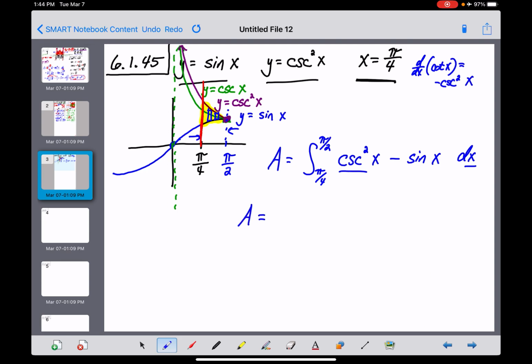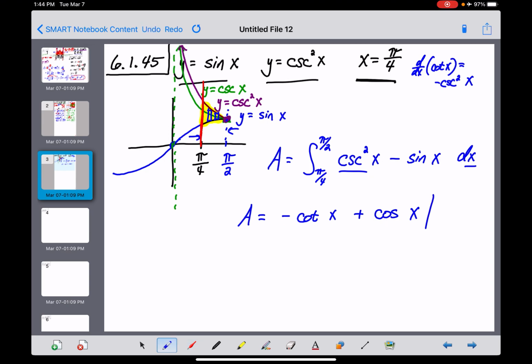So area equals antiderivative of cosecant squared is going to be the opposite of the cotangent of x. And then minus antiderivative of sine would be negative cosine of x. So that's going to become a plus cosine of x, and that should be our antiderivative. Let me think about that real quick. The derivative of cotangent is negative cosecant squared, so negative cotangent's derivative is positive cosecant squared, and the derivative of cosine is negative sine. Yeah, I feel pretty good about this. Okay, so that's where we stand right now.